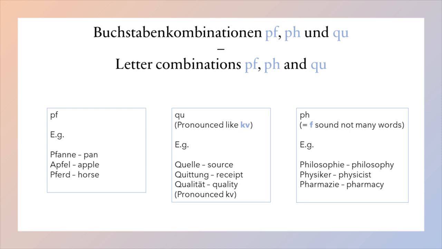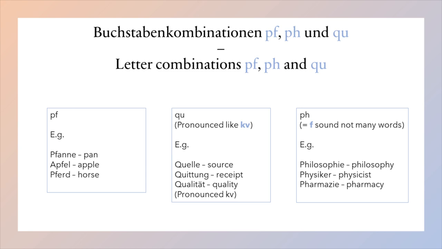The next one is qu. And qu is actually pronounced as kv most of the times. I know, this one is actually really funny. For example, Quelle, source, Quittung, receipt, Qualität, quality.